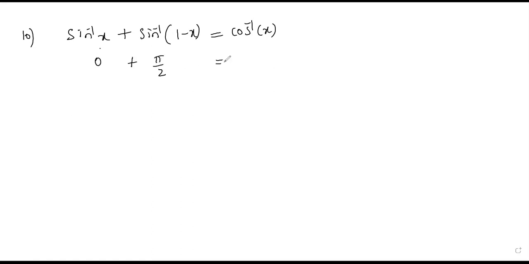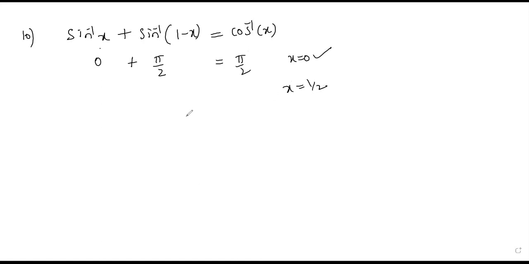Next, look at the 10th question. What they're asking is the value of x satisfying sine inverse x plus sine inverse of 1 minus x is equal to cos inverse x. So you do one thing, you just verify the options. If you put x value 0, sine inverse 0 is 0. Sine inverse of 1 minus 0, sine inverse 1, is pi by 2. Cos inverse 0 is pi by 2. So x value 0 is satisfying.